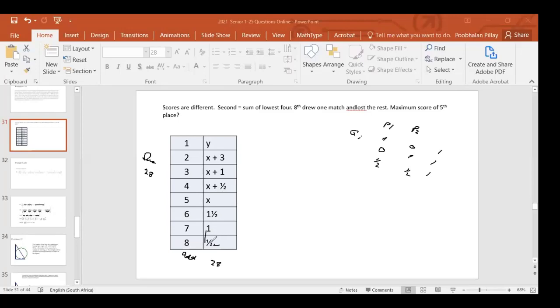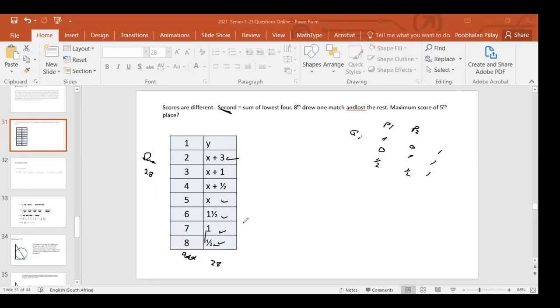So that is why I put a half here, and then I make this 1, because they're all different, right? I want to make this as small as possible, and this is 1.5. Now we've got X here, and they say the sum of the lowest 4 is X, 1.5, 1.5. If you add them, 1.5 plus half is 2, 2 plus 1 is 3. So the sum of the lowest 4 is X plus 3, and that is the score of the second person. So you can see, I got X plus 3 there.